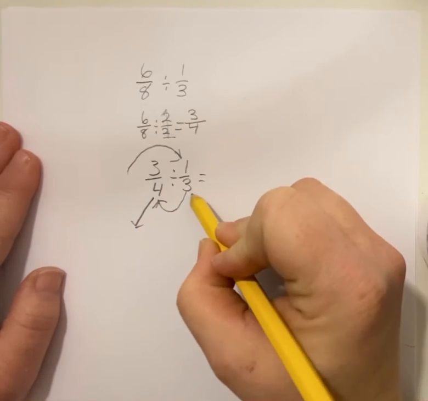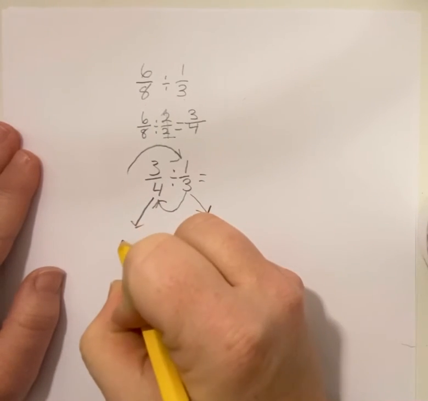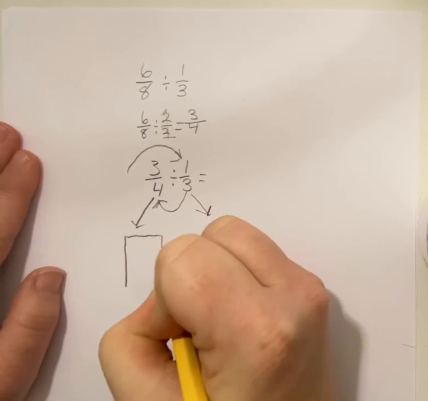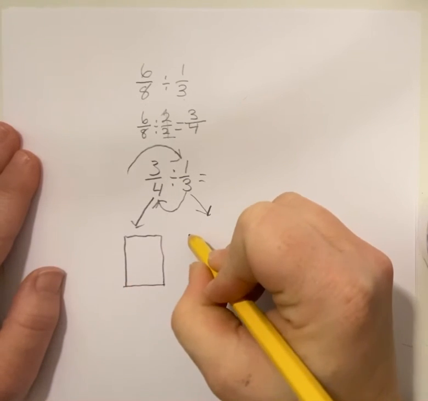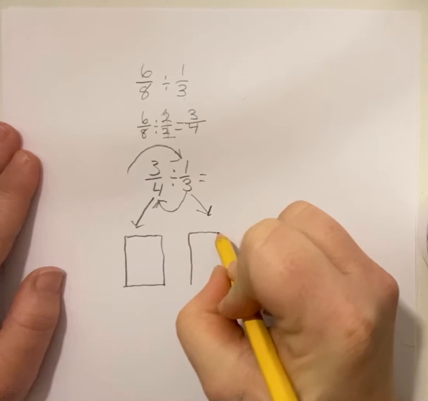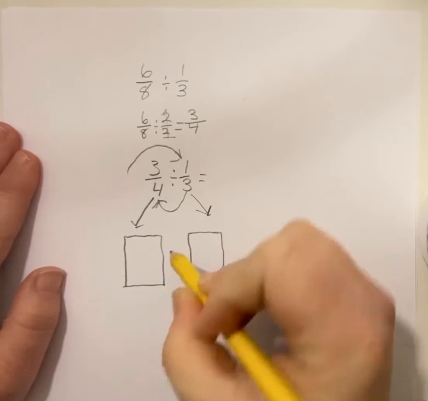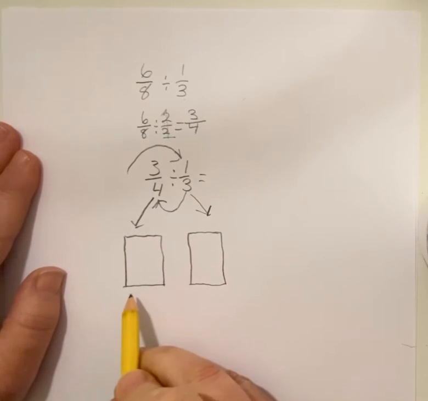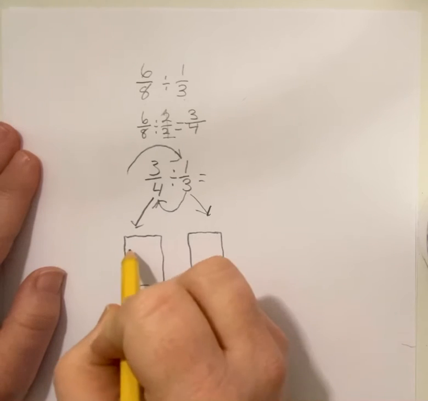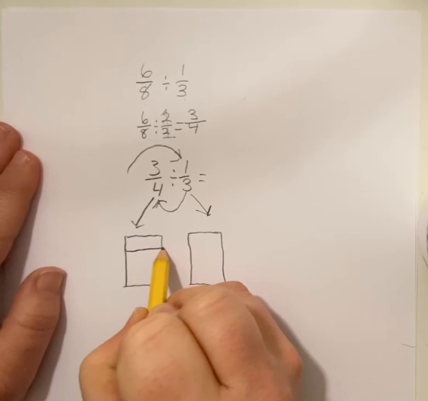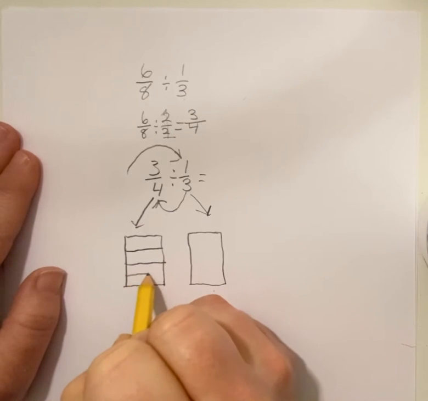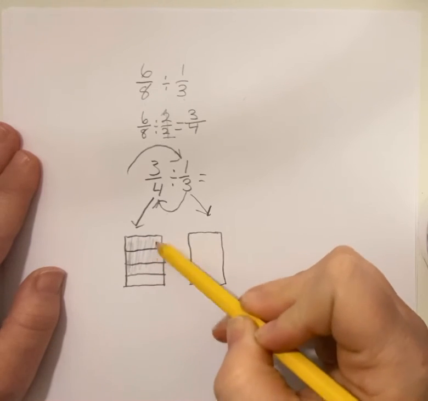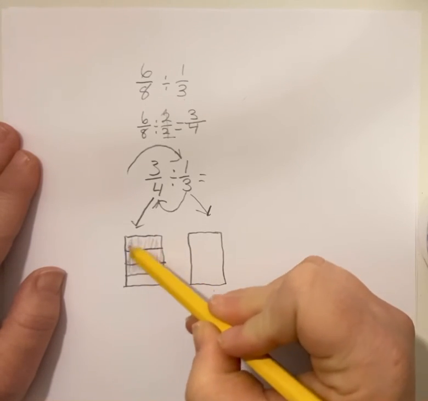I'm going to model 3/4, and I'm also going to model 1/3. I'm going to try to make my models the same size, because anytime you're dealing with fractions, it's important that your wholes are the same size. Okay, so with 3/4, I'm going to make this one horizontal. I always like to make one horizontal and one vertical. It doesn't matter which way. So that's 2 sections, 3 sections, 4 sections, and I'm going to shade in 3 of those sections since it is 3/4.